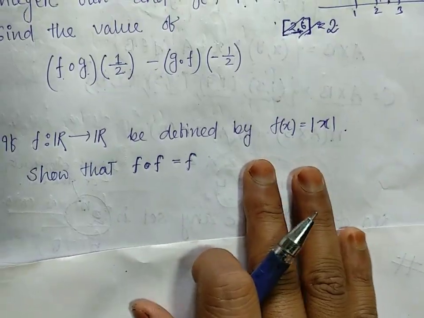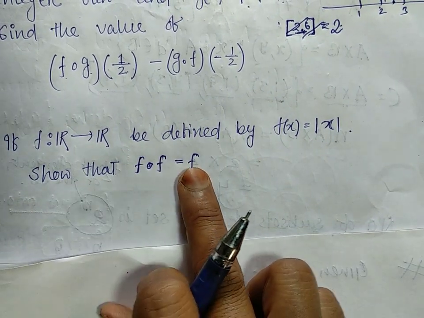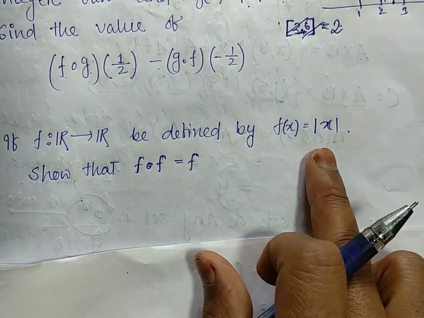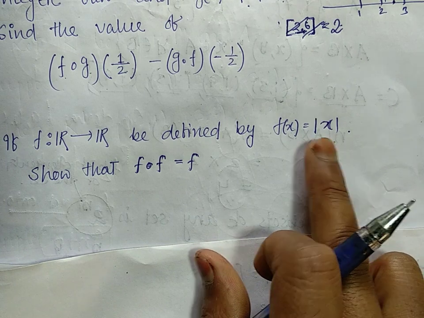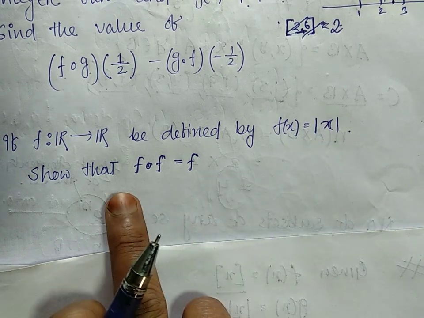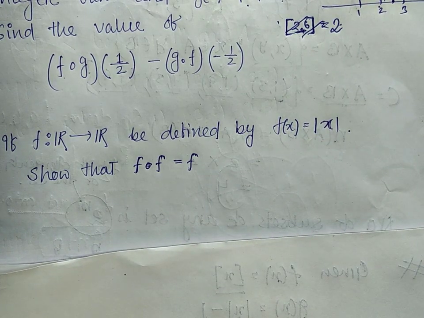Okay, one question is there. F is a function of real number to real number. We can easily simplify f of x is equal to modulus of x. It is given to us. You have to show that f not f is equal to f. Okay. So you have to try yourself.